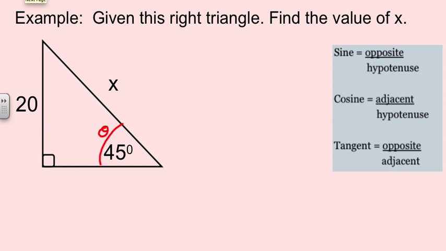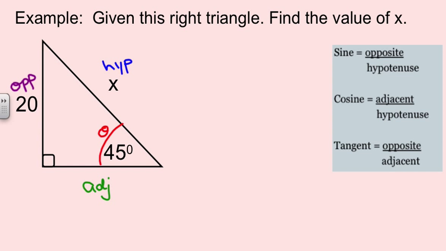The side opposite of theta is called the opposite. The side adjacent is between the 90 degree angle and theta. And then we have the side hypotenuse, which is opposite the right angle. What we're trying to find out is the length of the hypotenuse.